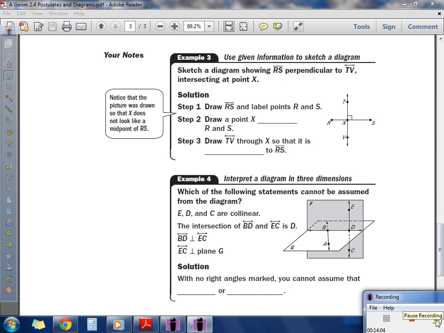In this next example, it kind of gives you the answer, so just focus here. It says sketch a diagram showing, how do you read this? Segment RS perpendicular to what? Line TV intersecting at X. Okay, so do it step by step. First, draw segment RS. So I'll show you step by step how to do it. I advise writing out to the side.